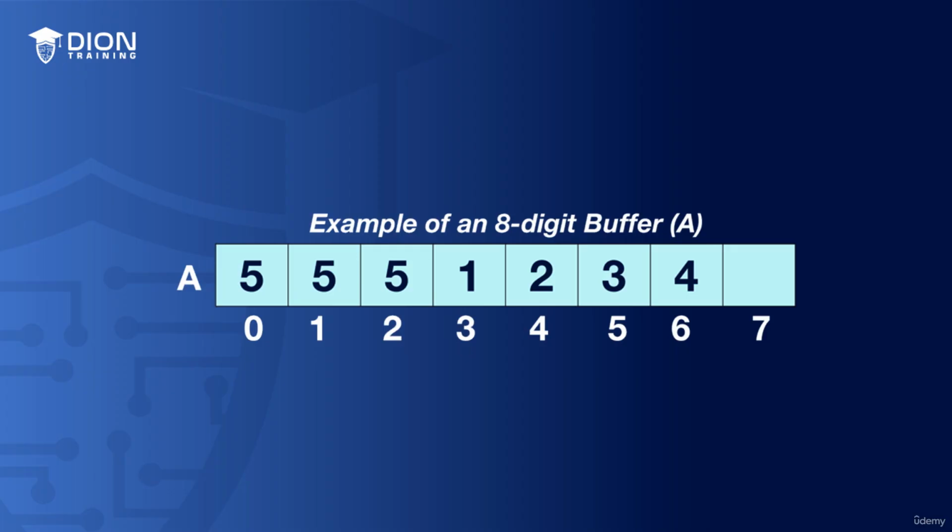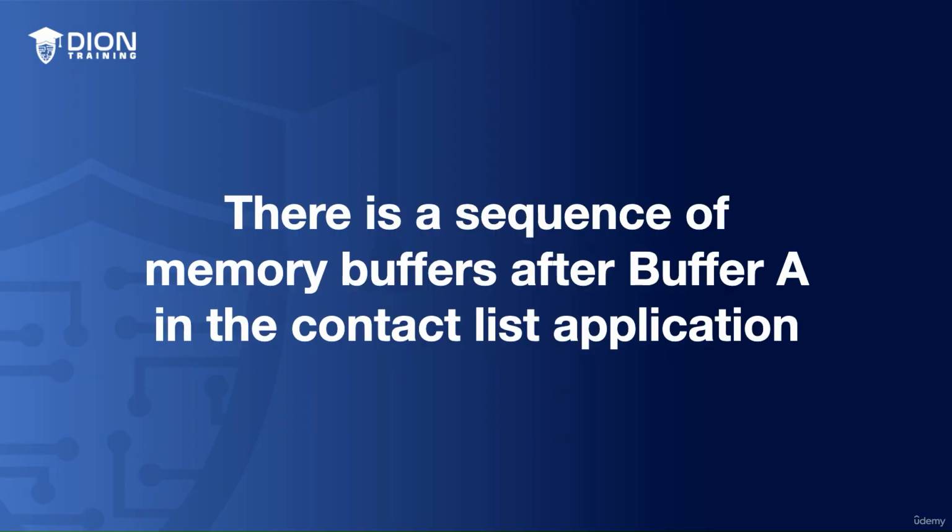Now, when I do this, you can see that it takes up the first 7 boxes labeled 0 through 6 because computers always start counting with 0 like you learned back in your CompTIA A+ studies. Now, what happens if we try to enter a number that's a little bit longer though? Well, buffer A isn't the only memory buffer that your contact list application can use. Right after A comes B, and after B comes C, and so on. So let's consider how we could store a longer phone number.